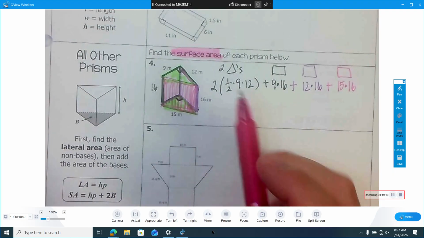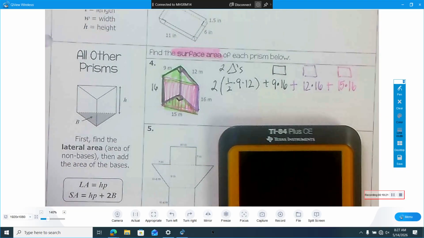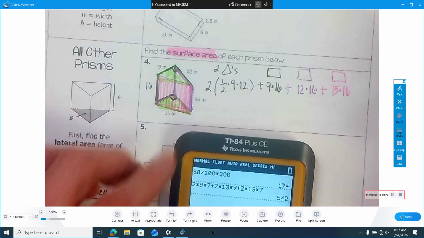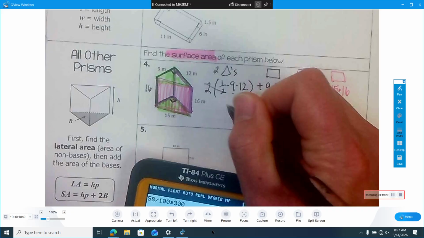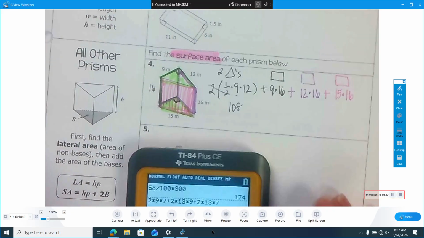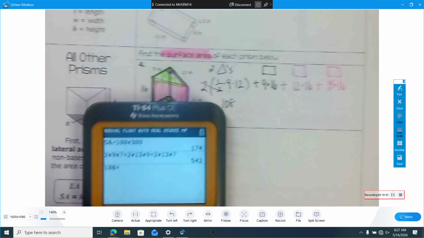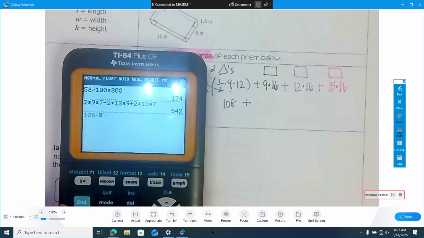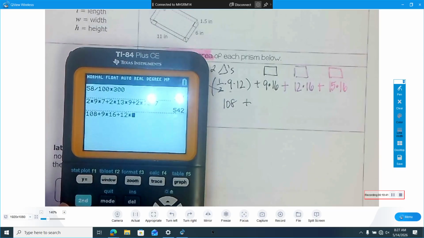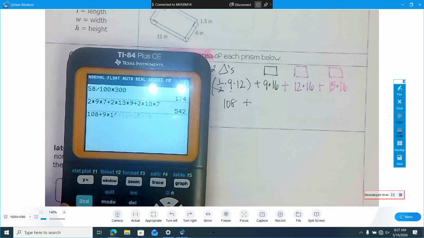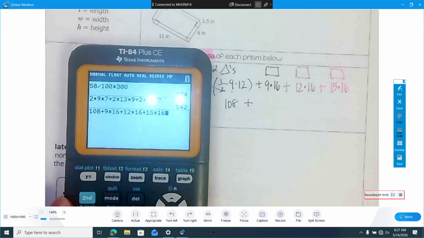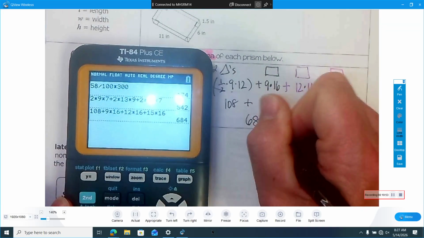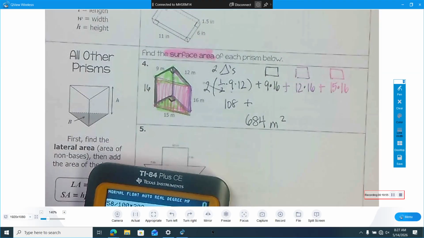So I can type all this into my calculator if I want. What is 2 times 1/2? It's just 1. Those reduce, and 9 times 12 is 108, I think. Anyway, so it's 108 plus 9 times 16 plus 12 times 16 plus 15 times 16. Be careful, I've got lots of pluses in there. And so we get 684 meters squared.